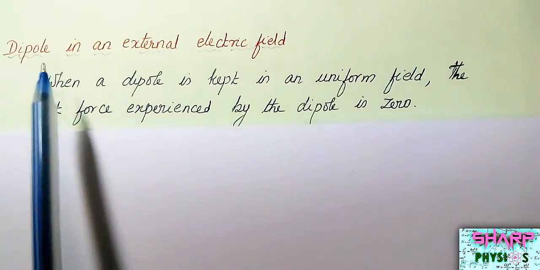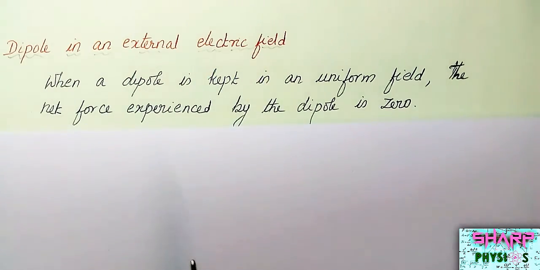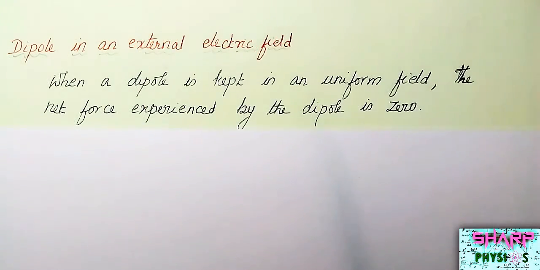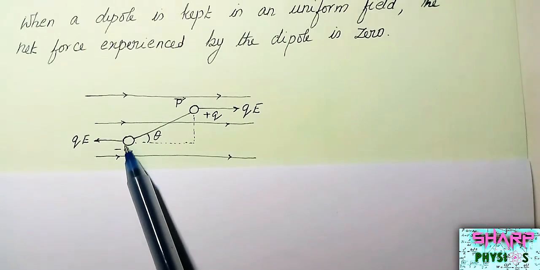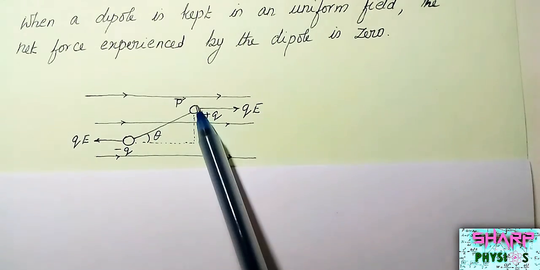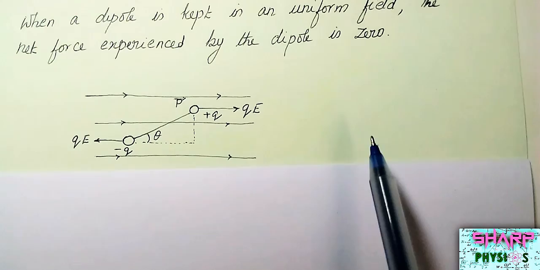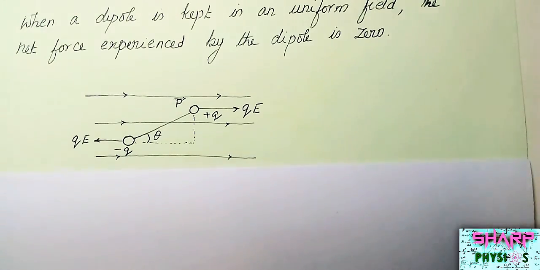So, dipole in an external electric field. When a dipole is kept in a uniform field, the net force experienced by the dipole is zero. You can see this in the figure: the forces on minus Q and plus Q, when you add them, give a total of 0. So the net force experienced by this dipole is 0.